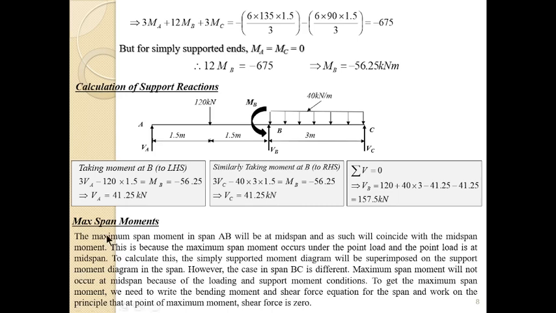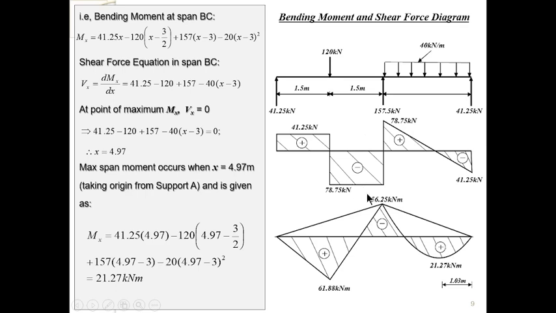There is a note here about maximum span moment. The maximum span moment in span AB will be at mid-span. That is because span AB has a point load, so the maximum moment will be under the point load, which is at the mid-span. But for span BC, it will not be the same. By the time you draw the support moment diagram, the moment at support B is 56.25, so you just draw this to 0. At support A it is 0, at support C it is 0, so this is what you have.